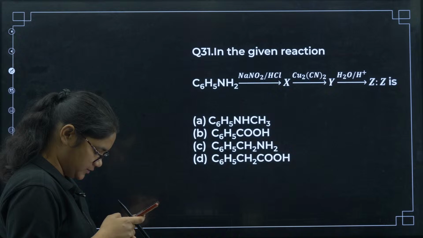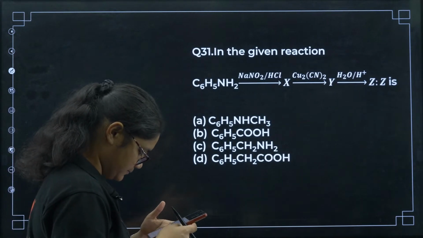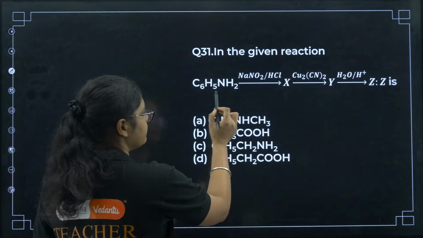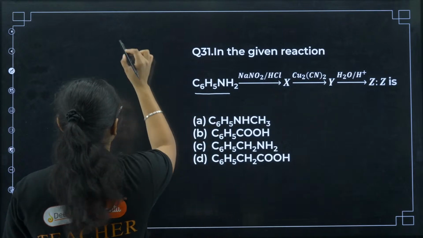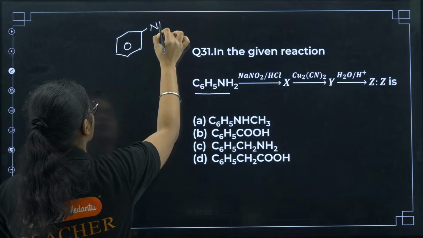Very simple question 31. C? No, Pradeep, that is the wrong answer. D is also wrong. See, you have aniline, right? This is aniline. This is a very easy question, students. Why did you do wrong here?